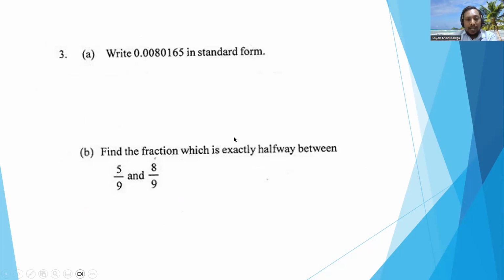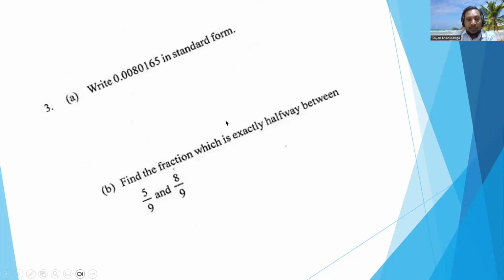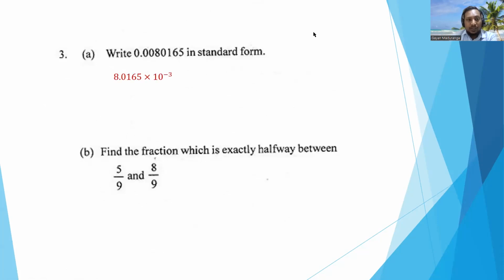Okay, write in standard form. Pretty easy. Why is it -3? So here we go. And this is the place where you must bring your decimal point, right? See, 1, 2, 3. So 3 steps backward, it's -3. So 8.0165 into 10 to the power minus 3.